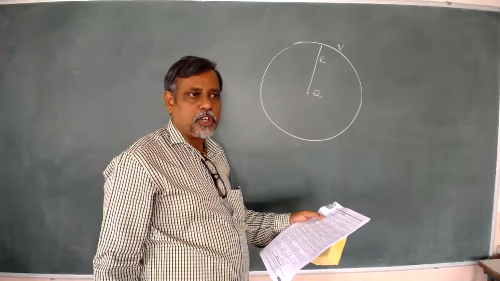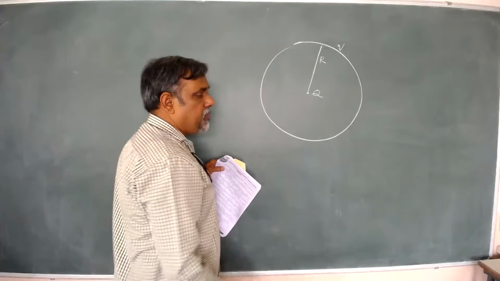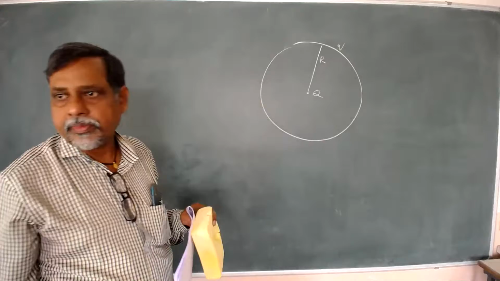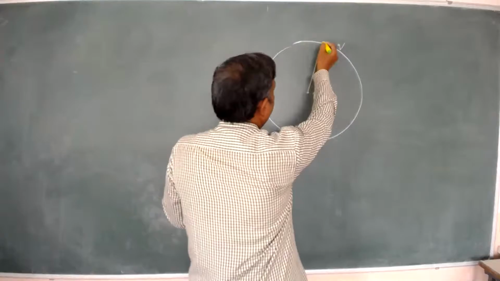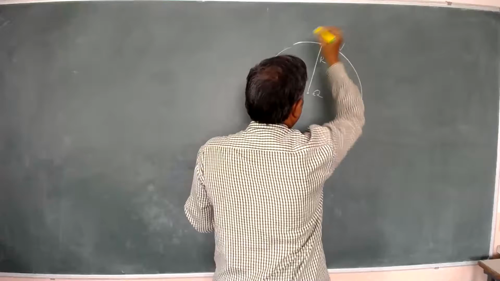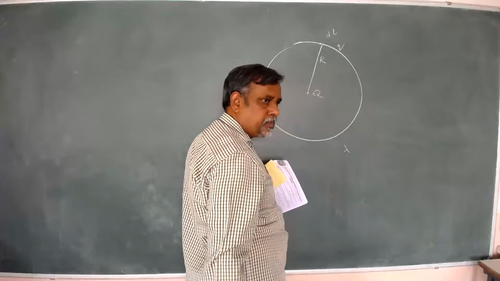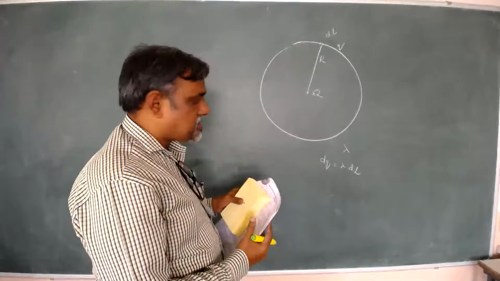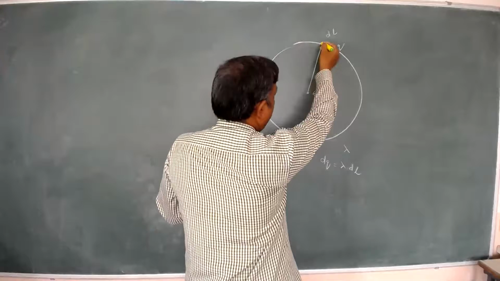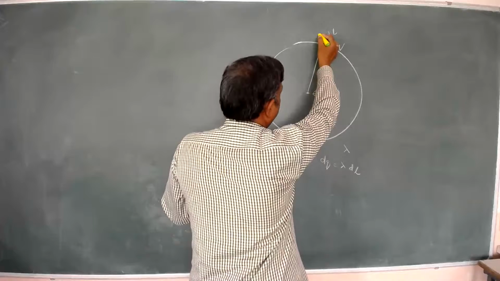Since it is a uniform distribution, whatever the charge is, it cannot be taken as a point charge. On the complete ring, we will take as many elemental lengths as possible. If you take one elemental length over here, its length is dl. When the linear charge distribution is lambda, the charge on dl is dq equal to lambda into dl. How many such elemental charges can be taken? The electrostatic interaction between this dq and capital Q.